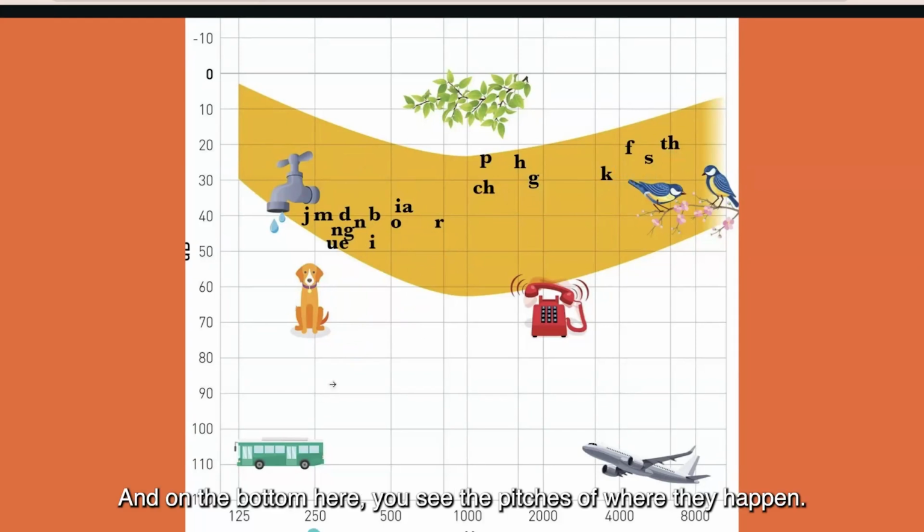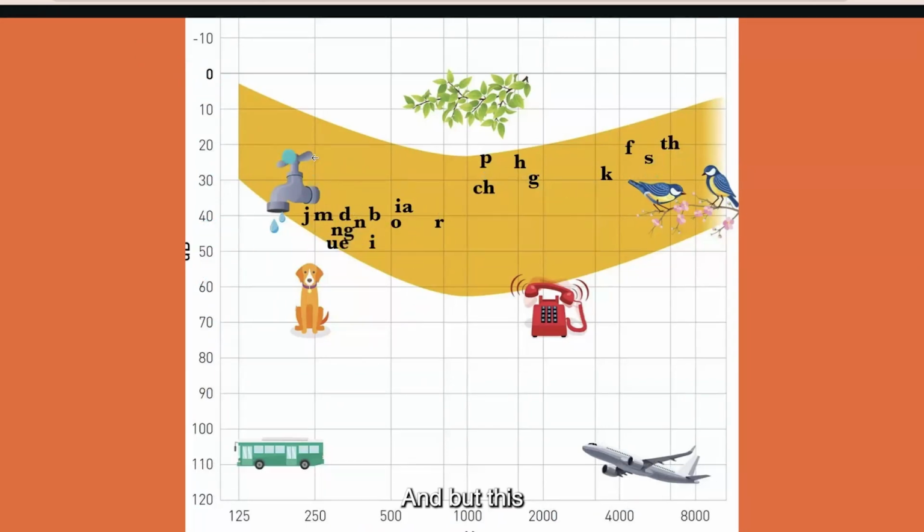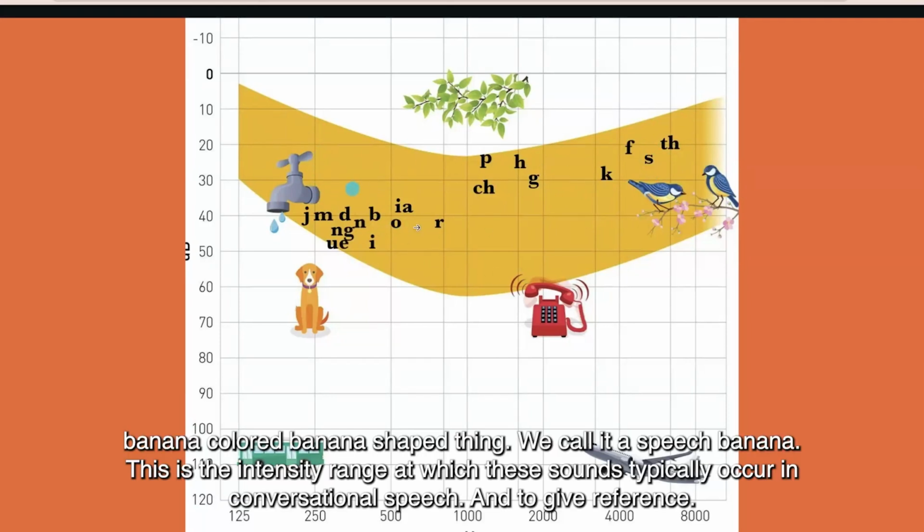And on the bottom here, you see the pitches of where they happen. From top to bottom here is intensity. So these vowel sounds are a lot louder than these consonant sounds. But this banana shaped thing, we call it the speech banana. This is the intensity range at which these sounds typically occur in conversational speech.